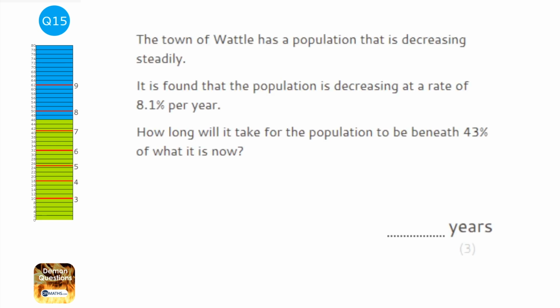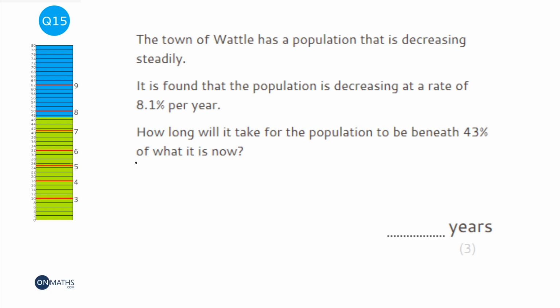Okay, so this question doesn't have any amounts in it. What you could do is put an amount in it. So we could pretend that there's 100 people in the town, and then see how long it takes for us to be beneath 43 people. That's an absolutely fine method. I'm going to be doing this with multipliers though.